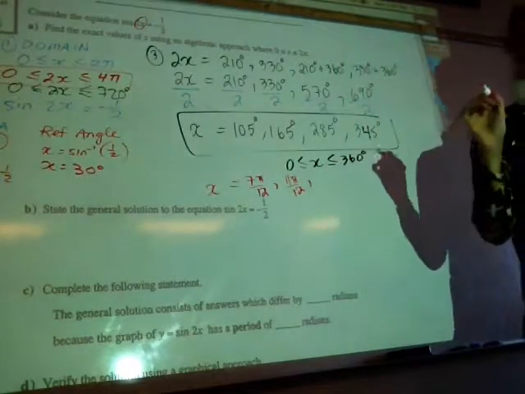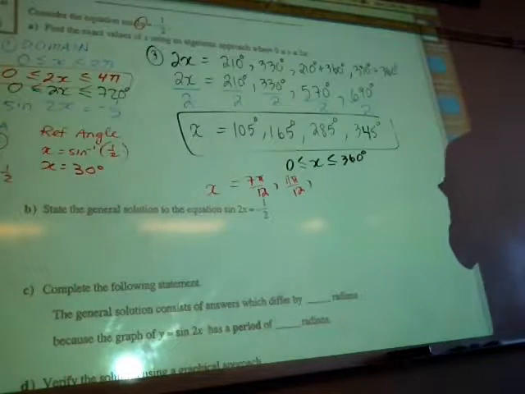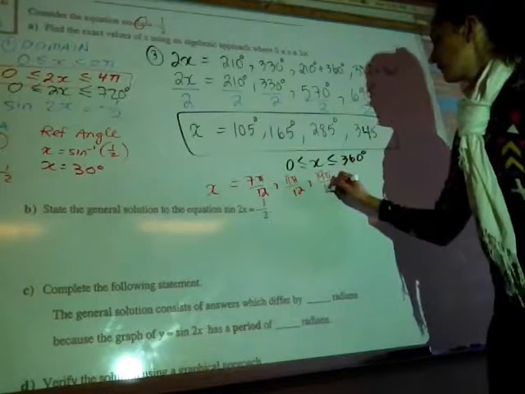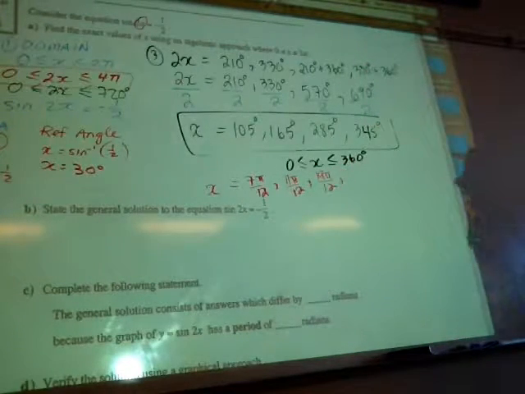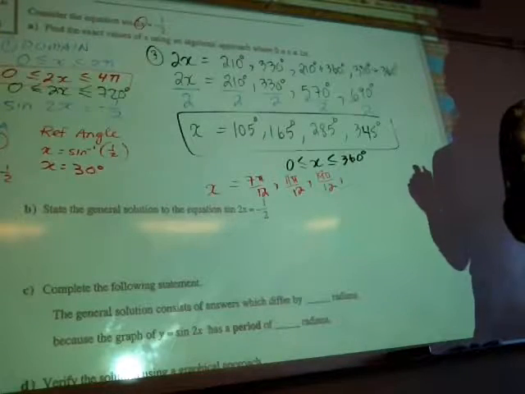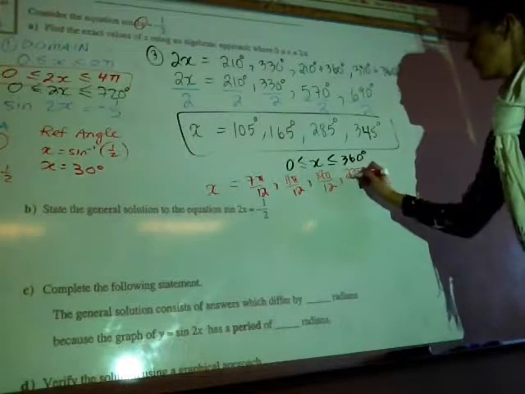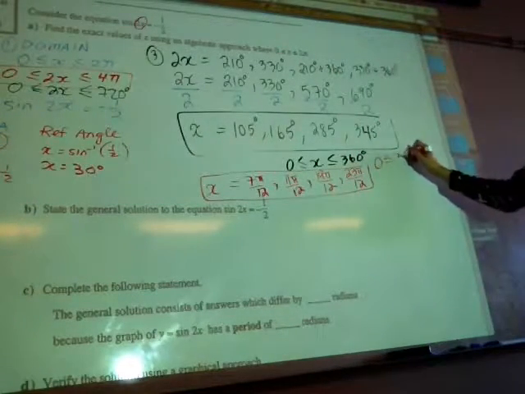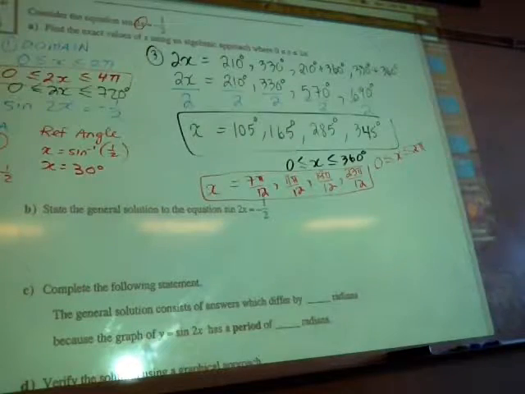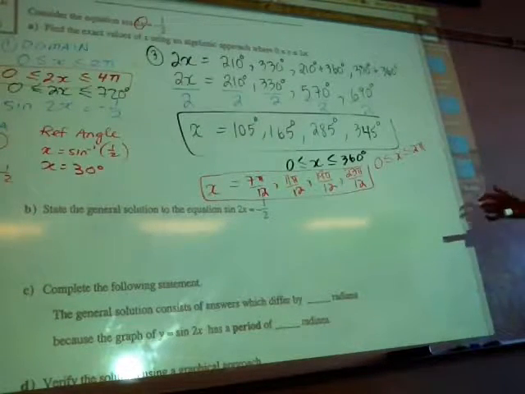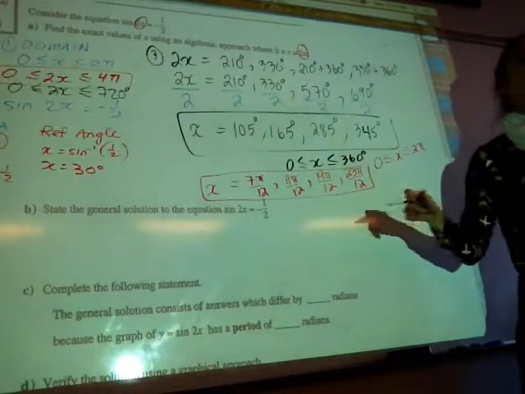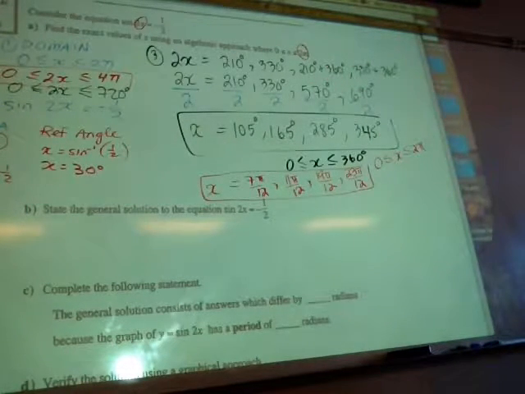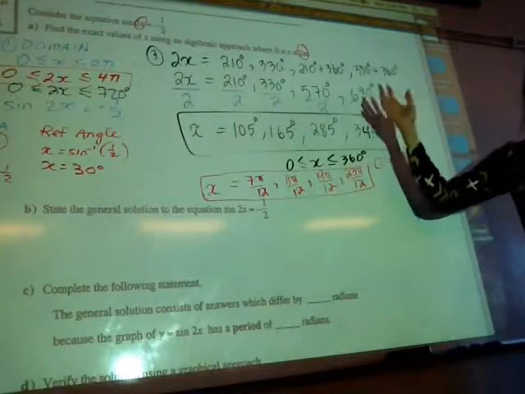And 285 divided by 180. 19 pi over 12. And the last one, 345 divided by 180. 23 pi over 12. Okay, so these are now our solutions between 0 and 2 pi. So just be really aware of what your domain is asking. If it's in radians, give your answer in radians. If it's in degrees, give your answers in degrees. For me, I always find it easier to work in degrees and I convert later.